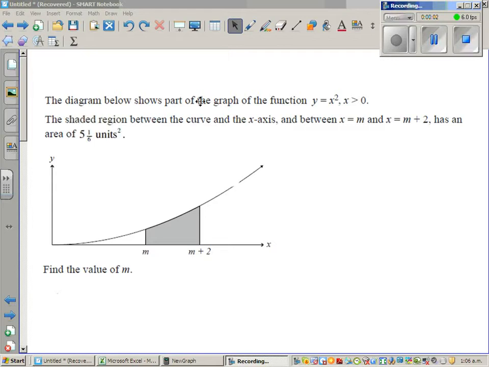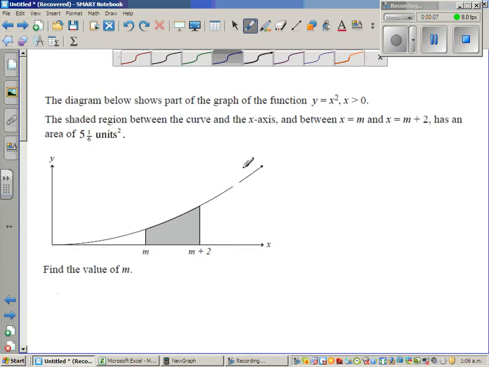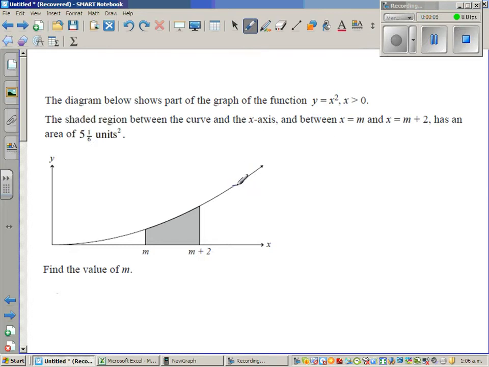The diagram below shows the graph of the function y is equal to x squared, where x is greater than 0. So this is a graph of y is equal to x squared. Now, the shaded region between this curve, the x-axis, and between x is equal to m and x is equal to m plus 2, has an area of 5 1/6 units.